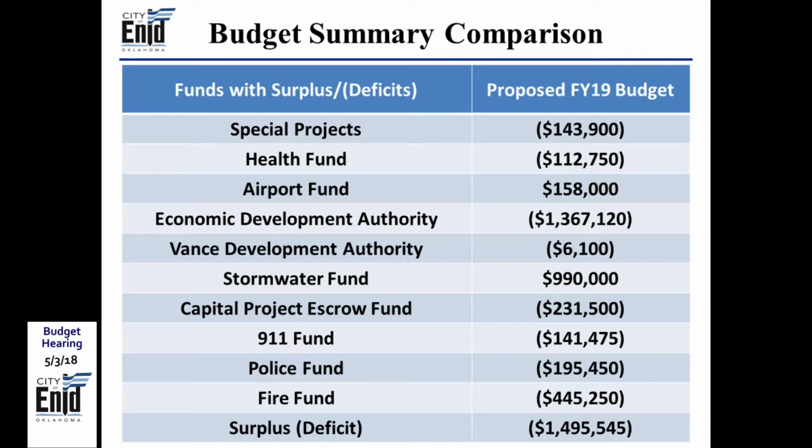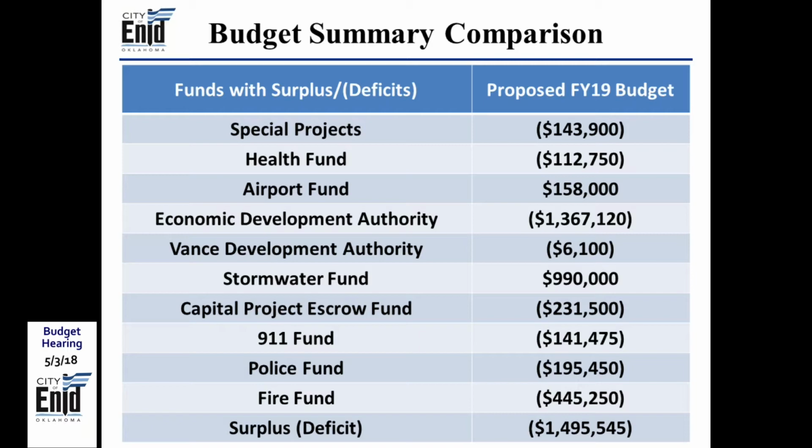Capital project escrow fund. This is money coming in from developers for basins. Depending on what projects get done in stormwater, that goes over to help fund those projects. They again also have a fund balance in that fund.